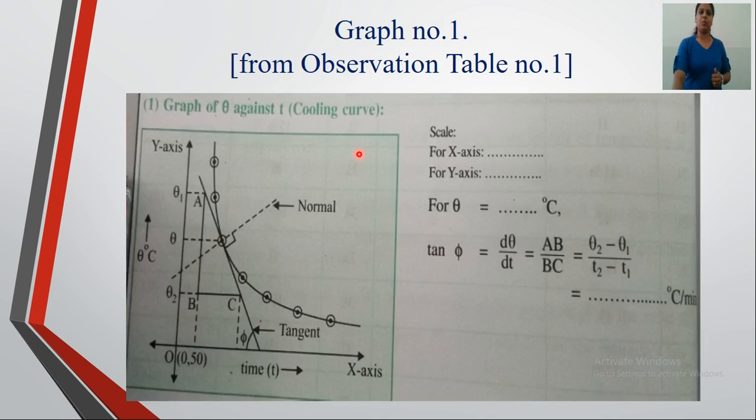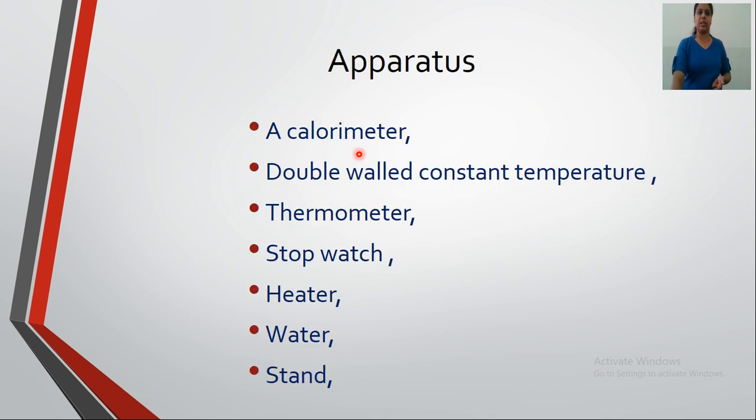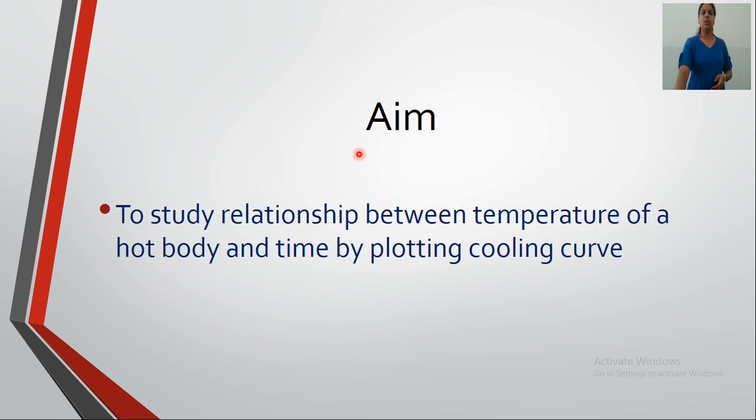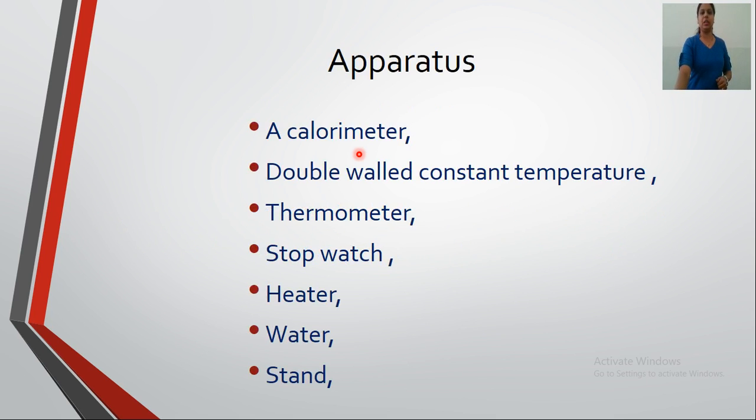So let's take a recap of what we have studied in this experiment. We have studied Newton's law of cooling in this session. Particularly we have studied the relationship between the temperature of a hot body and time by plotting the cooling curve. For this we have used these instruments: calorimeter, stopwatch, thermometer, stirrer, and a coffee heater for the heating purpose. As simple as that.